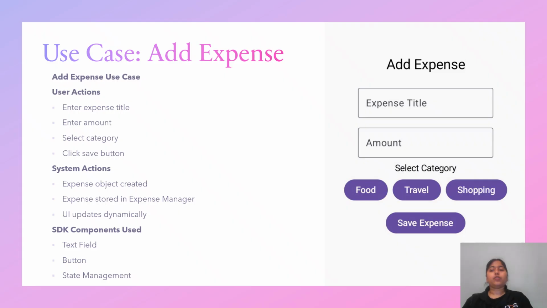And the next slide shows the use case add expenses. The add expenses use case is one of the core functionalities of this application. This feature allows users to record their daily spending information. The user enters the expense title, second the expense amount, and third the expense category. After entering the required information, the user clicks the Save button. The expense data is then stored inside the Expense Manager object and displayed dynamically in the expense history section.